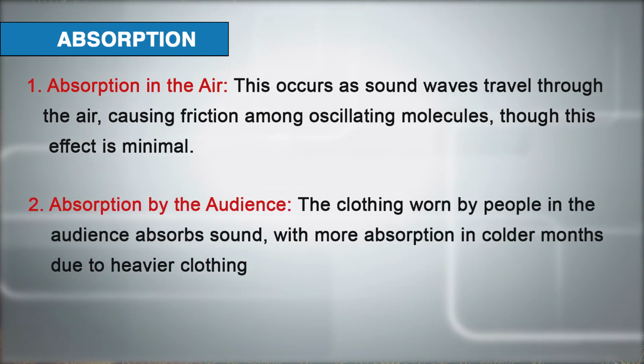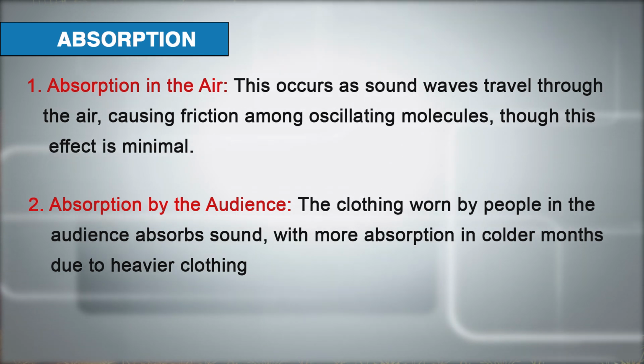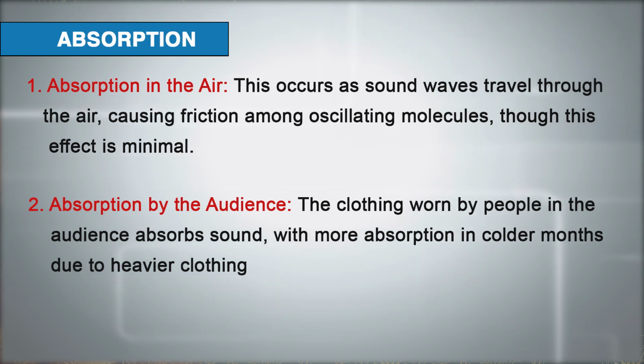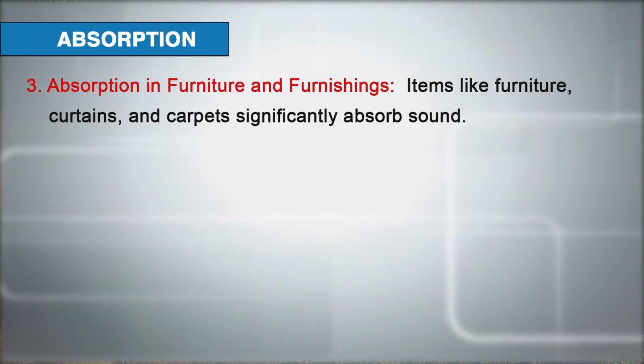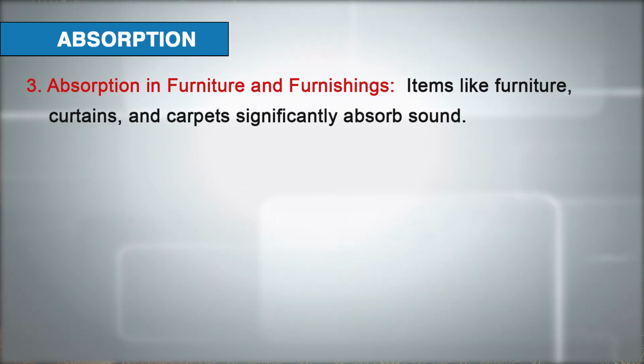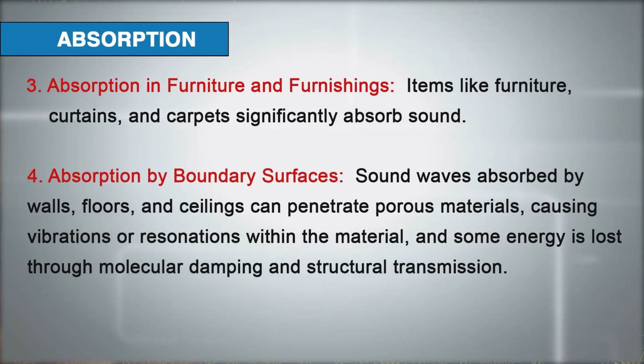The second one is absorption by the audience. The clothing worn by people in the audience absorbs sound, with more absorption in colder months due to heavier clothing. Next is absorption in furniture and furnishings. Items like furniture, curtains and carpets significantly absorb sound. Next is absorption by boundary surfaces. Sound waves absorbed by walls, floors and ceilings can penetrate porous material, causing vibrations or resonation within the material, and some energy is lost through molecular damping and structural transmission.